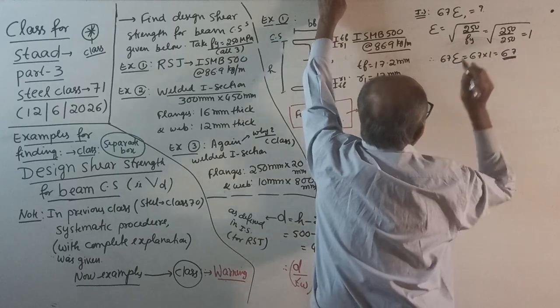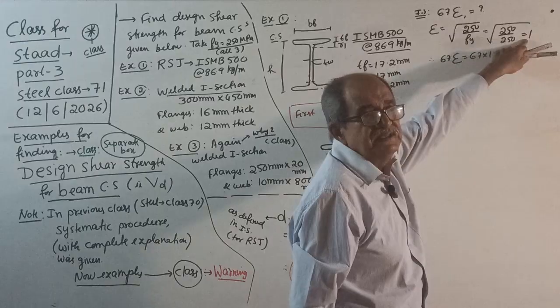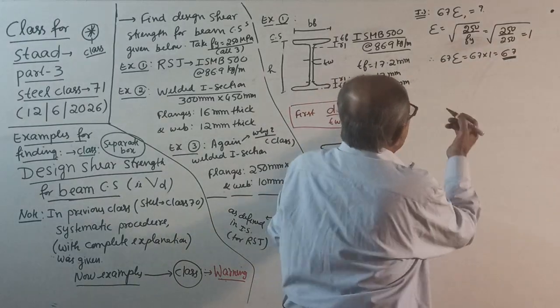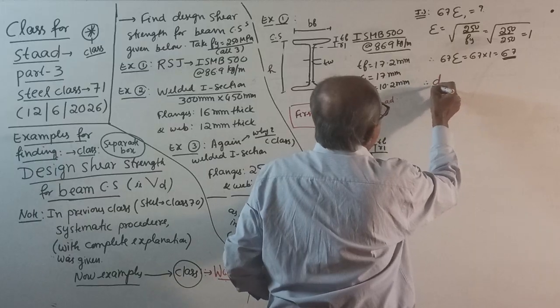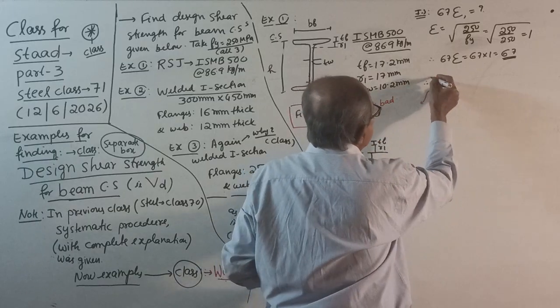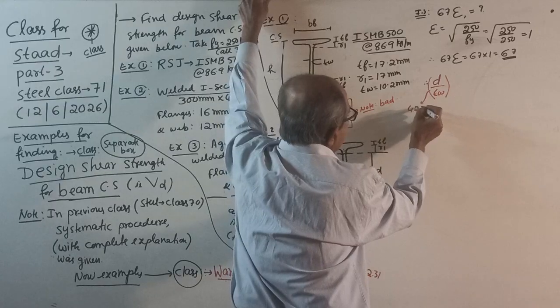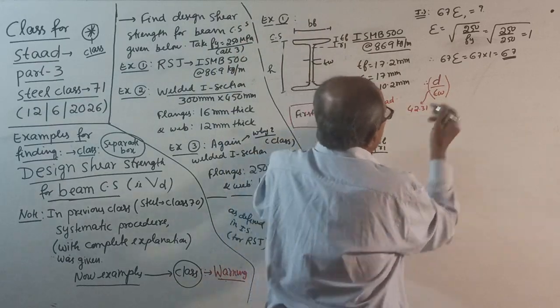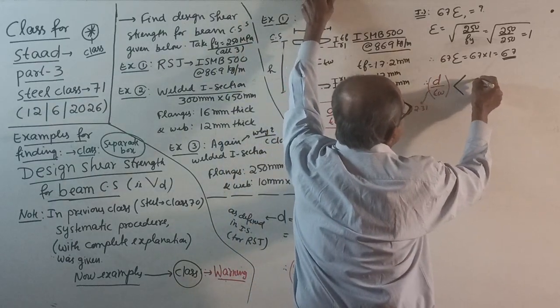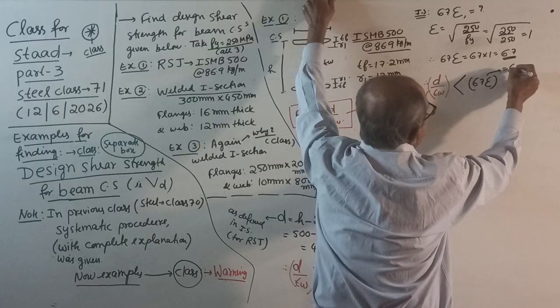Otherwise, calculate. Suppose Fy is more than 250, some decimal will come. Use it. Now compare. Therefore, your D by TW, the ratio answer we got, 42.31, is less than 67 epsilon. This number is equal to 67.